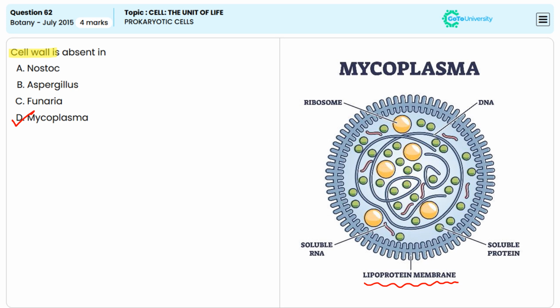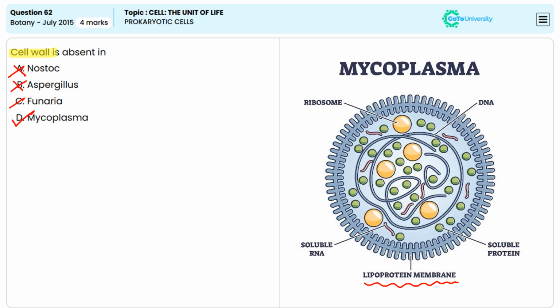in bacteria. Whereas coming to option A, Nostoc, it is a cyanobacterium, that is blue-green algae, and cyanobacteria have a cell wall made up of peptidoglycan similar to other bacteria. Option B, Aspergillus, it is a fungus and fungal cells have a cell wall made up of chitin which provides structural support. Coming to option C, Funaria.